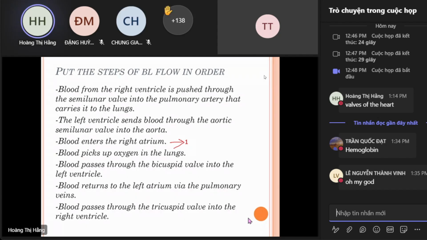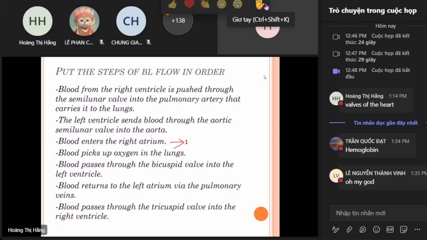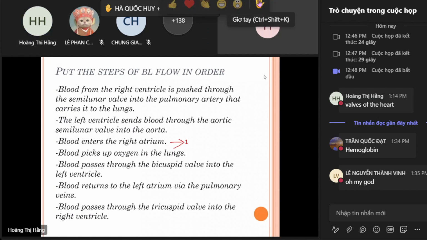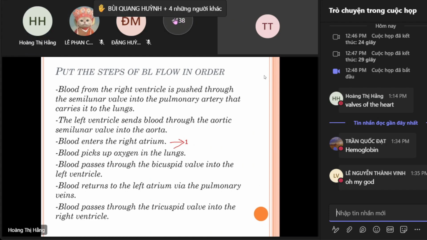Rồi, Thịnh Quân chờ các bạn tí xíu nha. Để các bạn làm đã. Wow, quá trời bạn hoàn thành xong. Tín hiệu tốt ha, là mình hiểu bài ha.